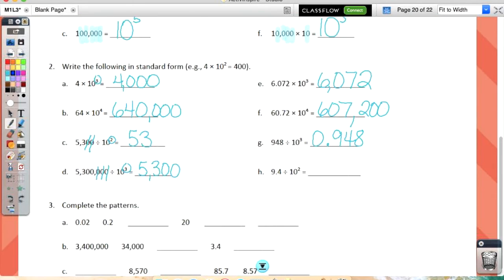Okay. Wow, that's a good job saying the number. 94 thousandths. Okay, how are we doing? Good. This next part's really fun.